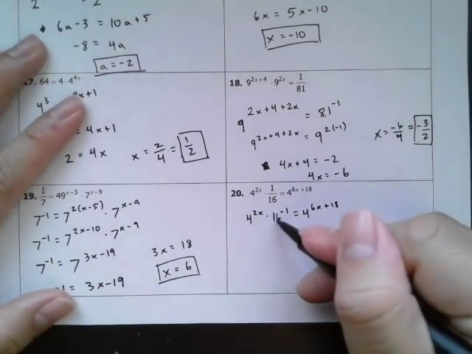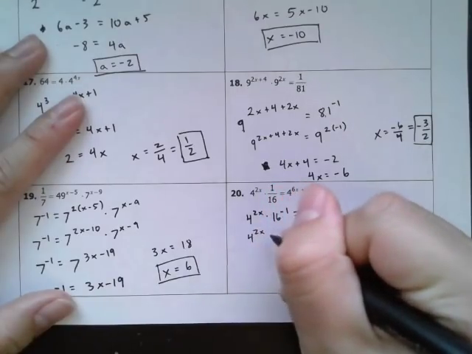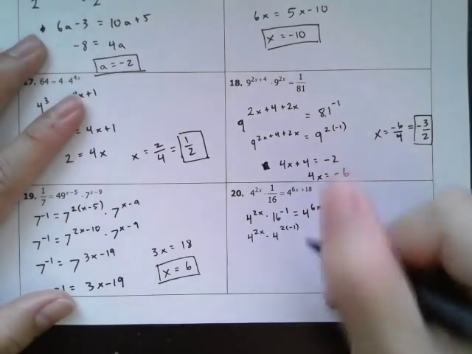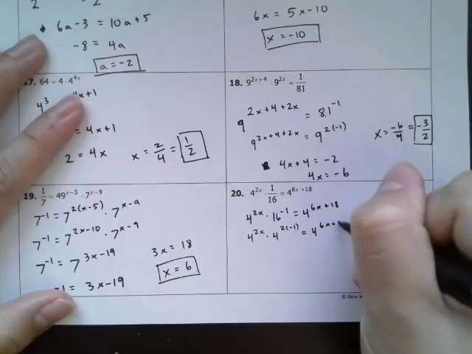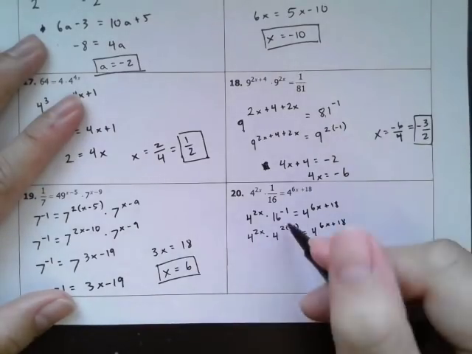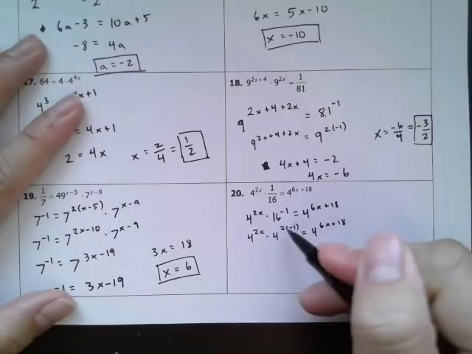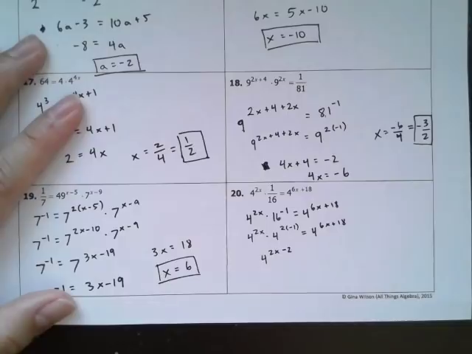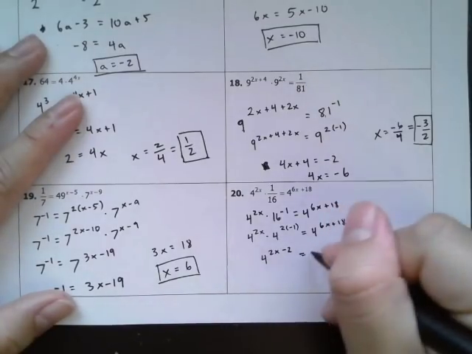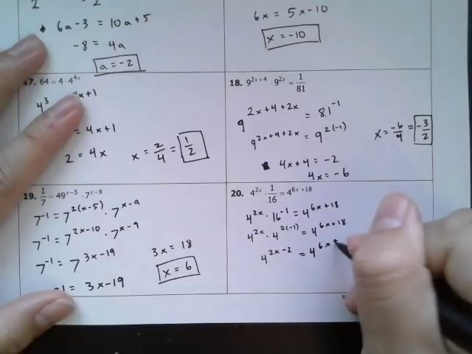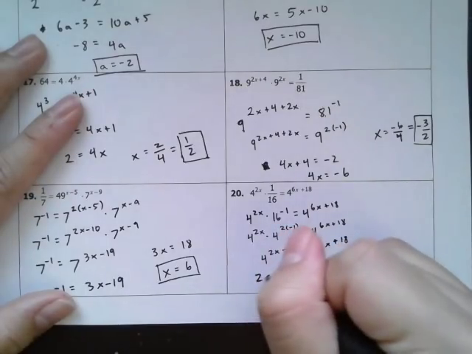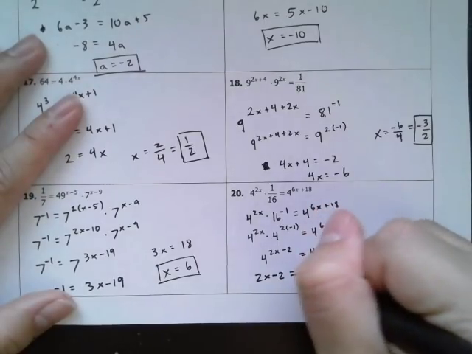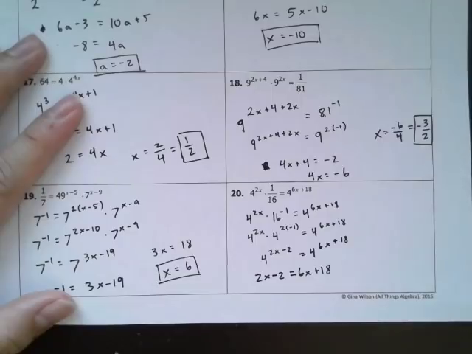Now I'm going to rewrite 16 as a base 4. So 4 to the second times negative 1 is equal to 4 to the 6x plus 18. This becomes negative 2. I have the same base. I can add them. So this becomes 4 to the 2x minus 2. That's what the left side becomes. And then now I have an equation of the same base. So I have 2x minus 2 is equal to 6x plus 18.